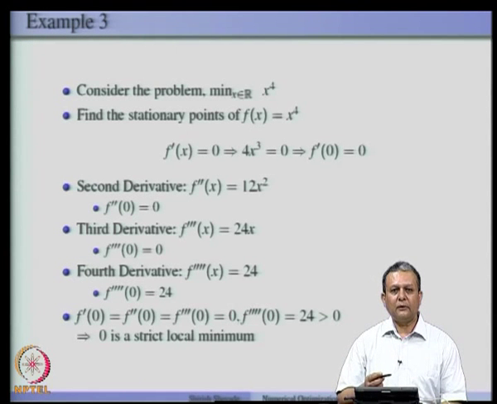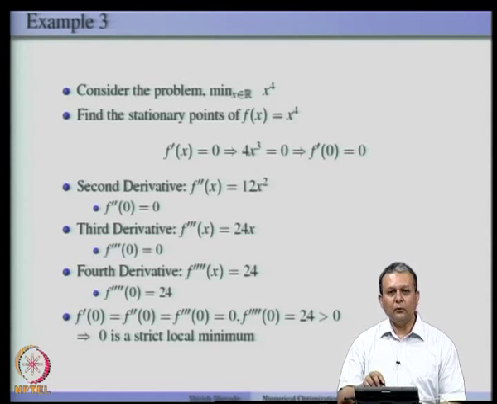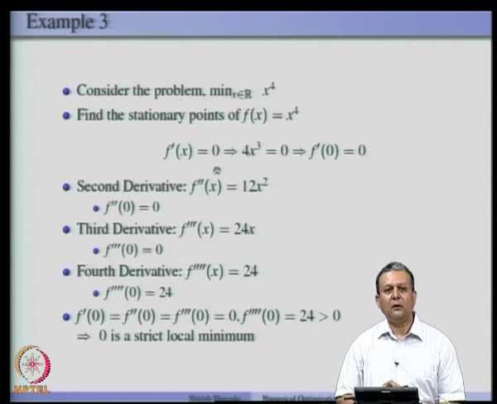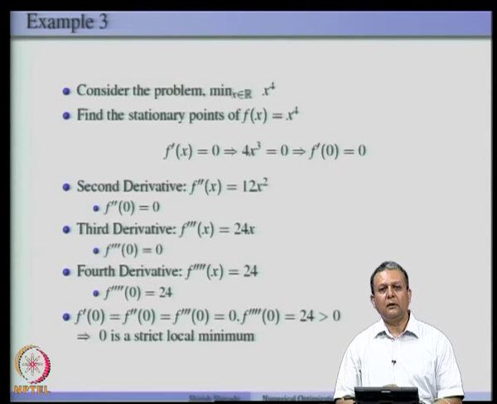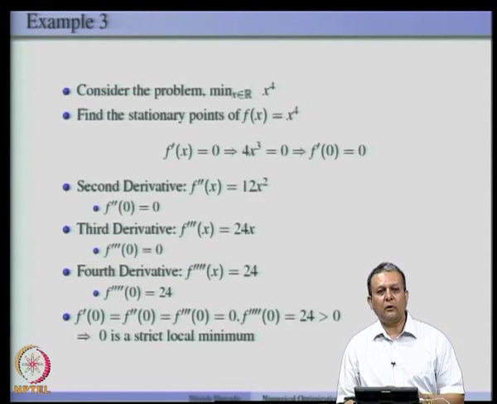So, you will see that to solve such problems, we need to find the derivative of the function and identify the stationary points by equating the derivative to 0, and then go to the higher order derivatives from the second order derivative onwards to see whether we can conclude anything about the stationary points, whether they are local minima or local maxima.